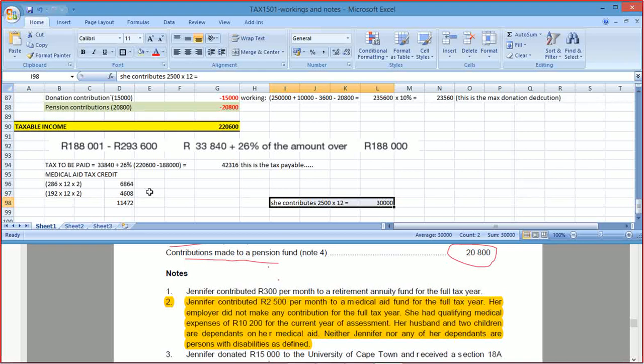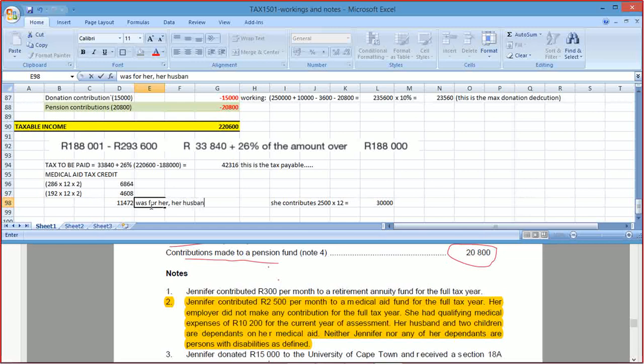11,472. That's the tax credit, right? Yeah. Okay, so this 11,472 was for her husband and 2 kids. Do you agree? Yeah. Okay, so now we need to look at, well, what is the excess? Well, she contributes that amount, right? Yeah. Okay, and she has this amount which is a tax credit. Do you agree? Okay, so what is the difference going to be?